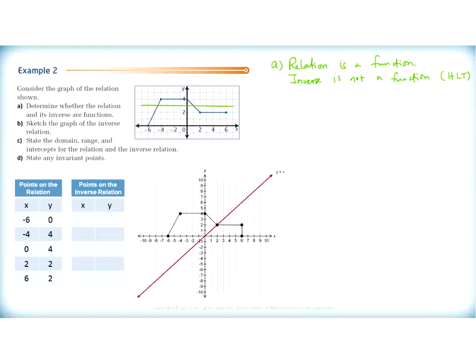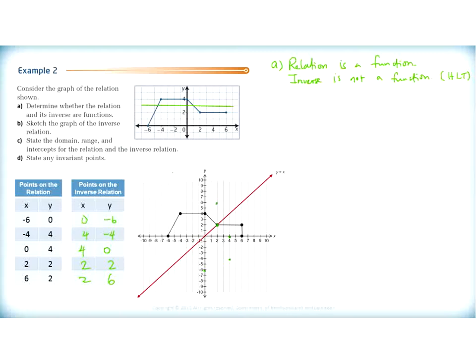Sketch the graph of the inverse. To sketch the graph of the inverse, I simply take the points that I see on the original function and switch them around. Let's do that. And let's plot those points. I've got 0, -6. X is 0, y is -6. I've got 4, -4. I've got 4 and 0. 2 and 2. 2 and 6.